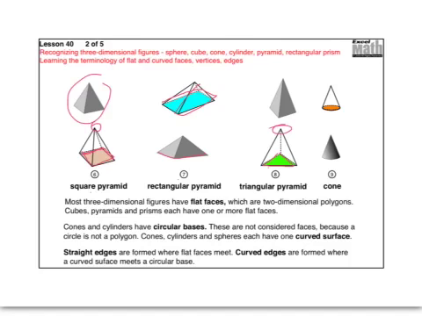And then a circular pyramid is called a cone. Just like a prism that has square sides all over is called a cube, well, a circular pyramid is called a cone.